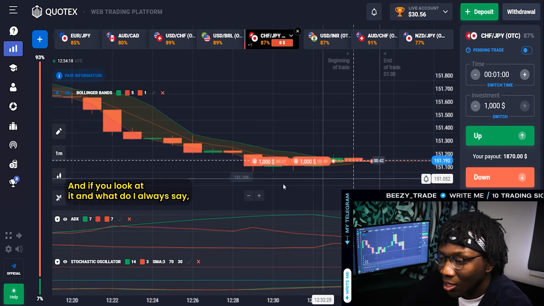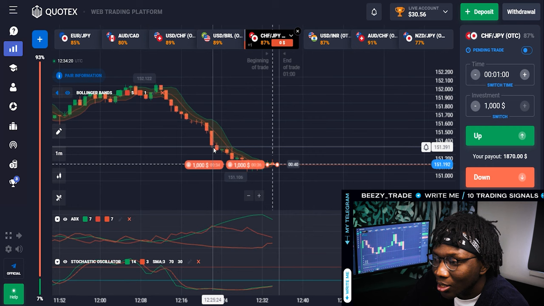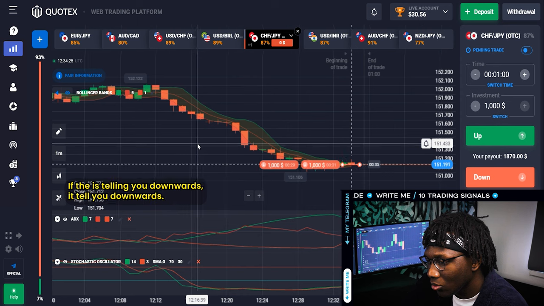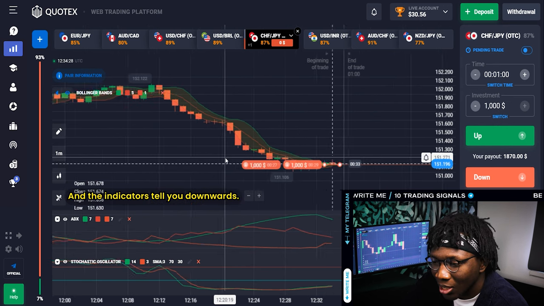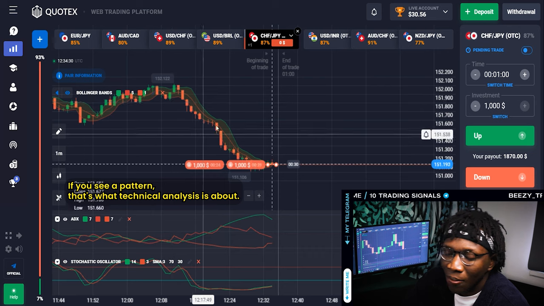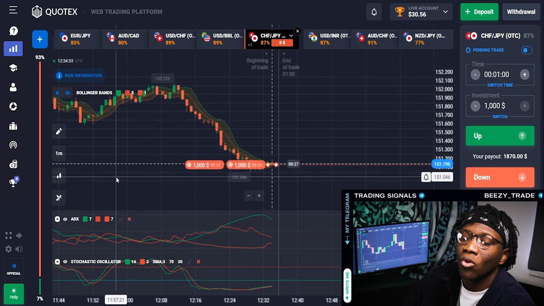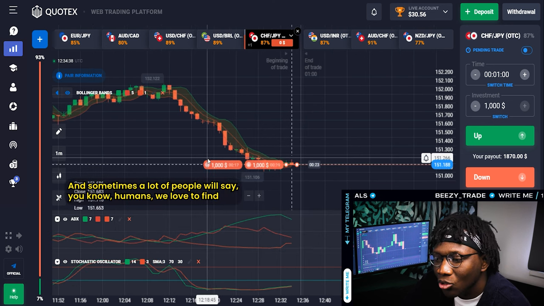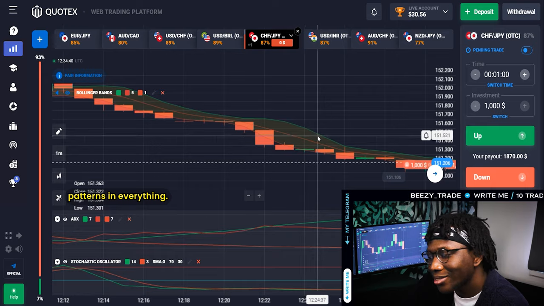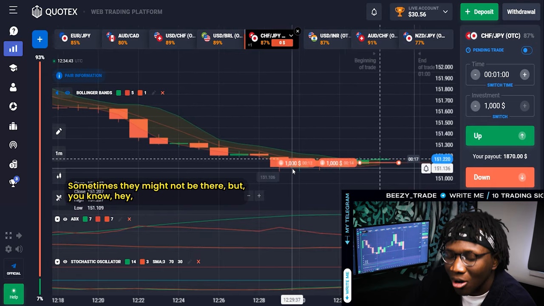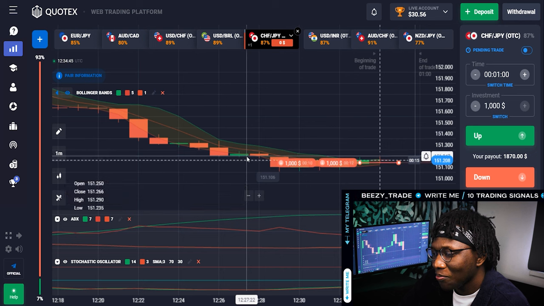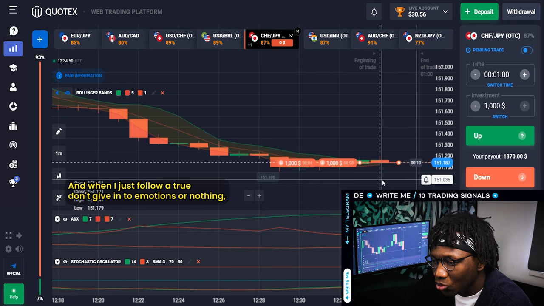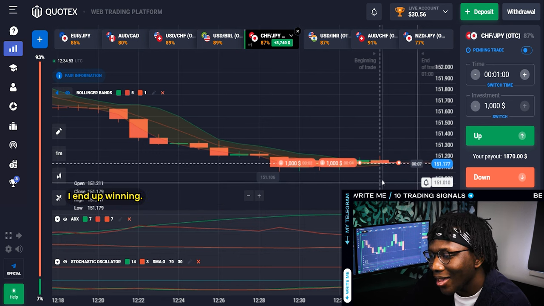And if you look at it, what do I always say? Don't overthink it. Follow what the candles are trying to tell you. If they're telling you downwards, they're telling you downwards, and the indicators are telling you downwards, if you see a pattern, that's what technical analysis is about. It's about finding the patterns. A lot of people will say humans, we love to find patterns in everything. Sometimes they might not be there, but hey, this works for me, and it's never let me down. When I just follow it through, don't give in to emotions or nothing, I end up winning.